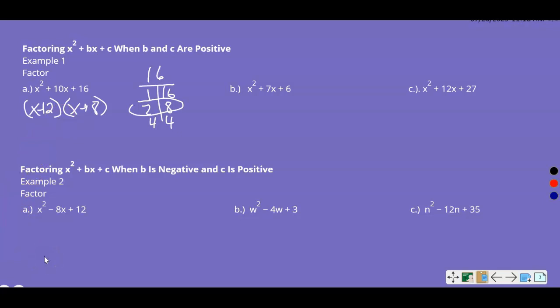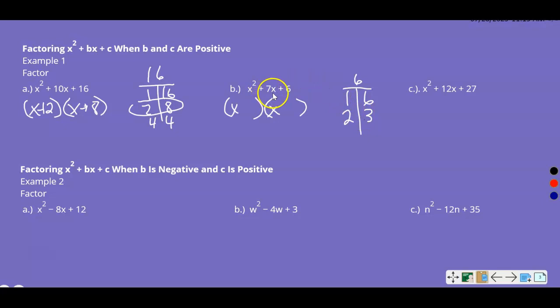All right, example B, x squared plus 7x plus 6. I'm going to go from my trinomial to two binomials again. I'm going to have x times x is x squared. And what multiplies to give me 6? Well, that would be 1 and 6, 2 and 3, and then 3 and 2. So that's my only factors of 6.